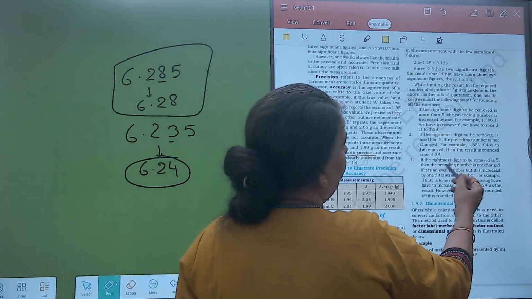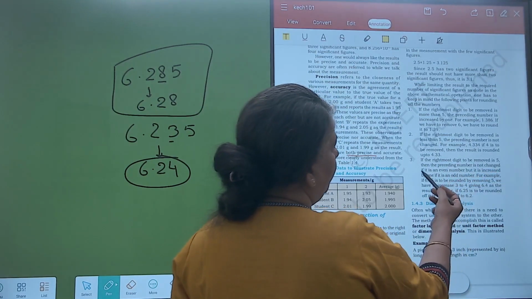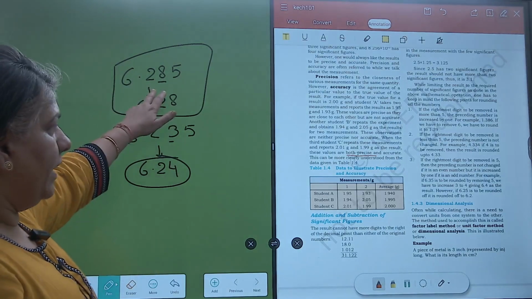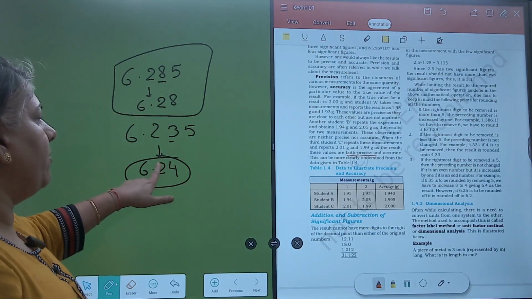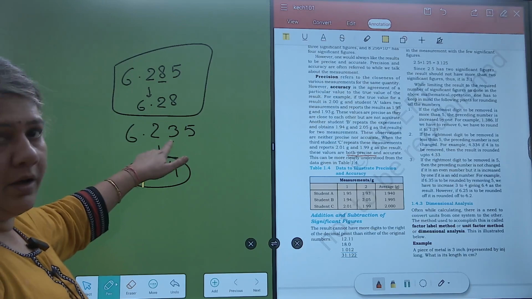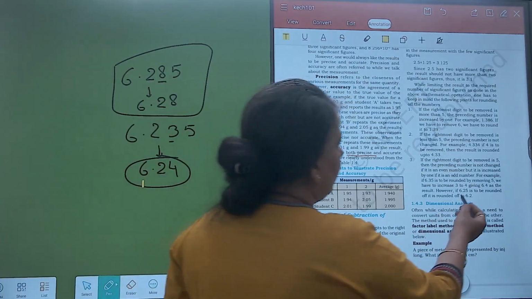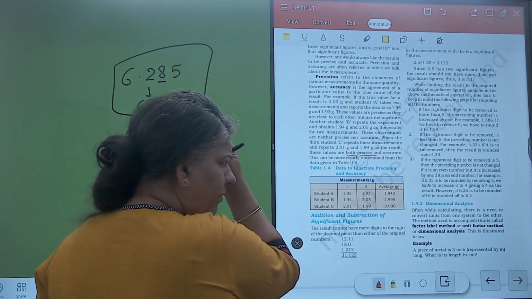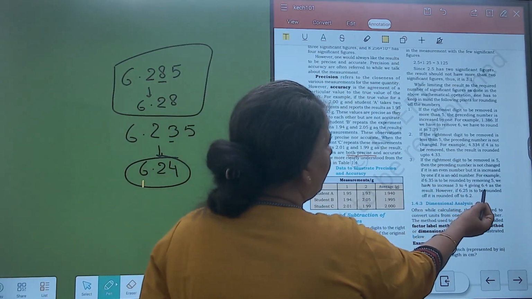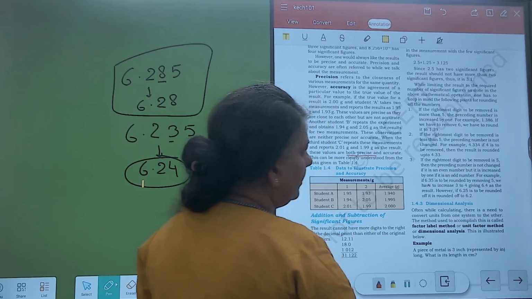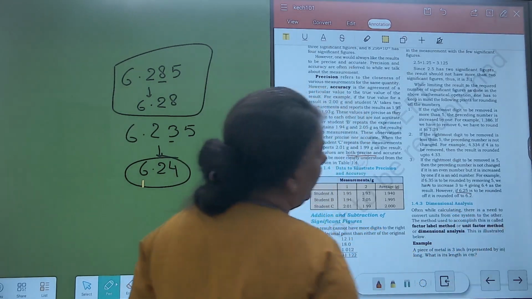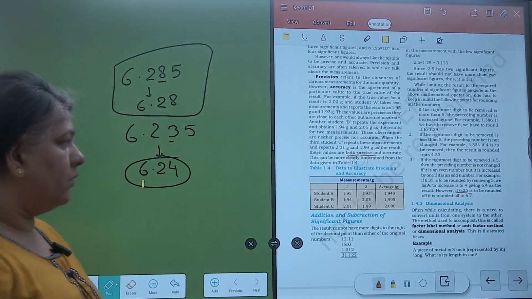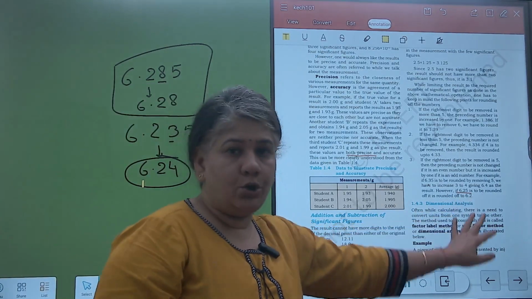So this last rule is important. See, if the rightmost digit to be removed is 5, then the preceding number is not changed if it is even, but it is increased by 1 if it is odd. So example that is taken is 6.35 and after rounding off it becomes 6.4. But however, if the number is 6.25, we are not changing the preceding number and the round off number is 6.2.